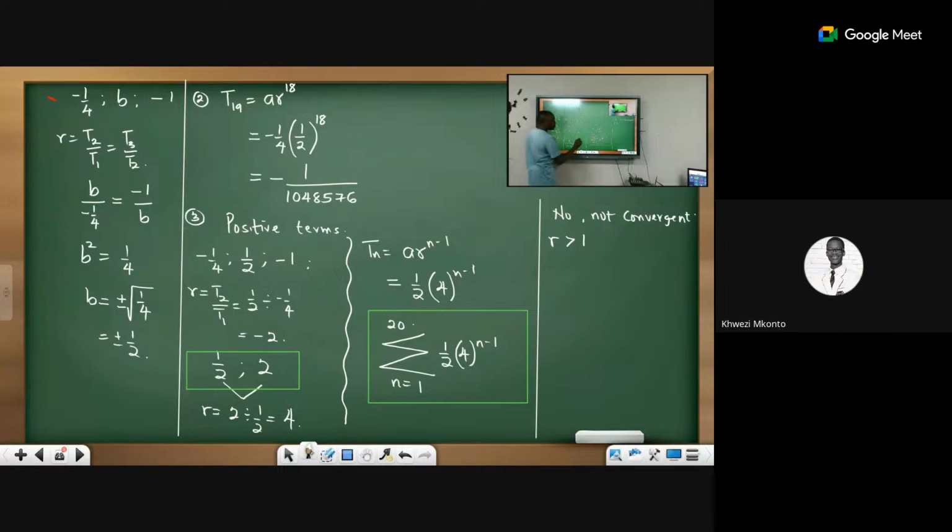Oh, so it's -2. We can't choose. Okay. These are positive what? Terms. So my A is now half. So we had to use half because 2 is -2. No, which sequence? The question is, which sequence are we now using?